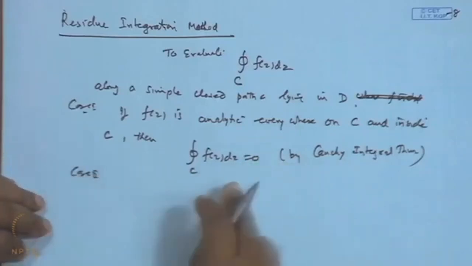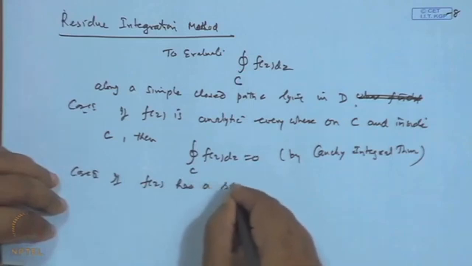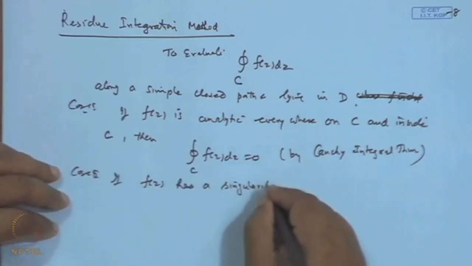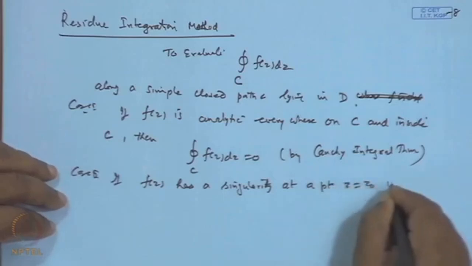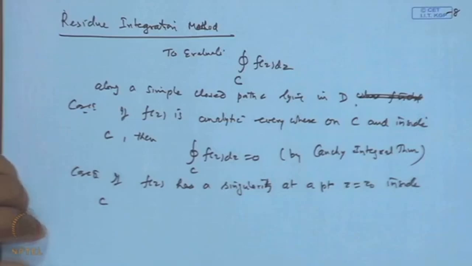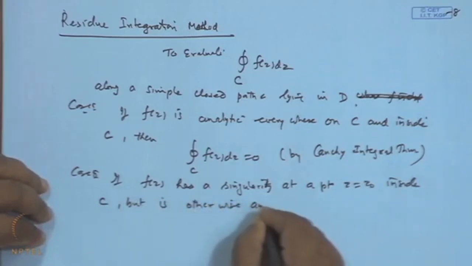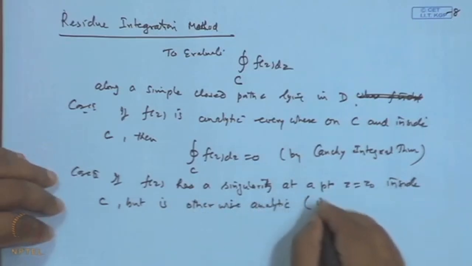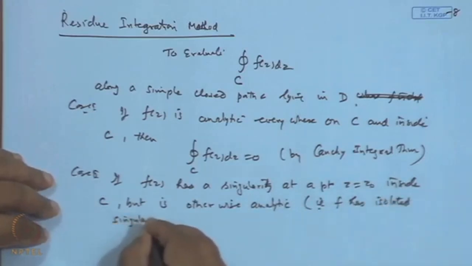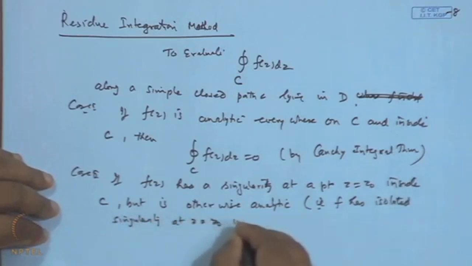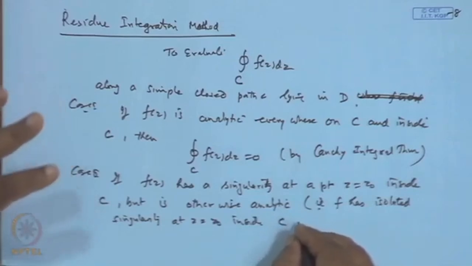However, if the function f(z) has a singularity at a point z equal to z naught inside C, but is otherwise analytic, it means z equal to z naught is an isolated singularity, that is, f has an isolated singularity at z equal to z naught inside C and on C. So there is no other singular point except z naught inside and on C.